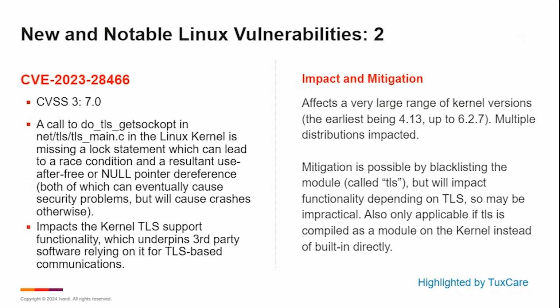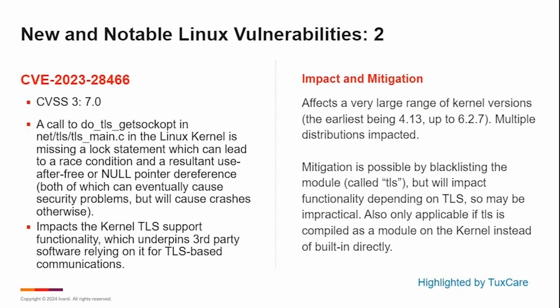The second one here is 2023-28466. Let's see here. This is the Linux kernel is missing a lock statement. So it's a race condition scenario, but it impacts the kernel's TLS support functionality, which underpins a variety of third-party communications. So that's the danger on this one, is it's in the TLS communication side of things, and that always gets dangerous for attackers to take advantage of.